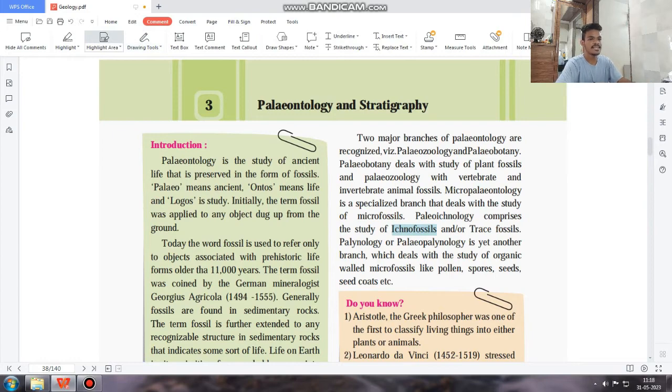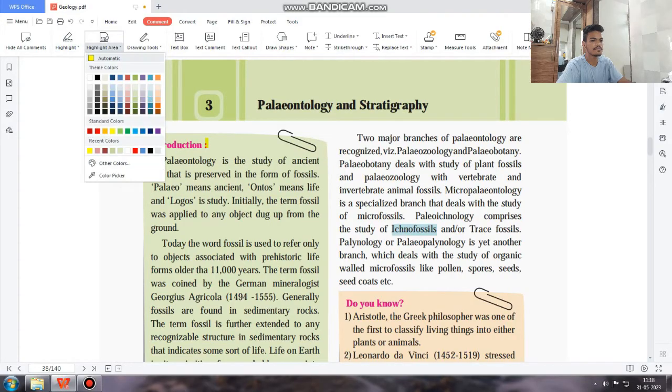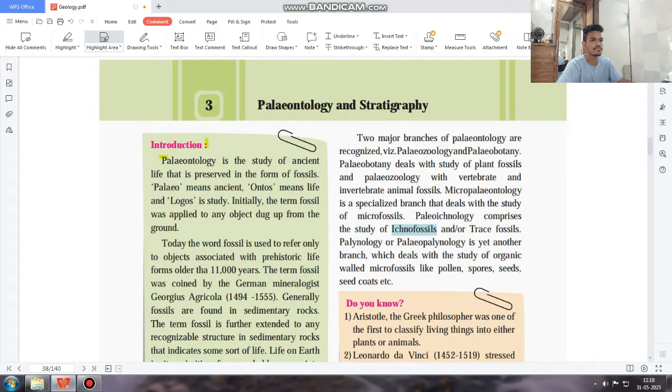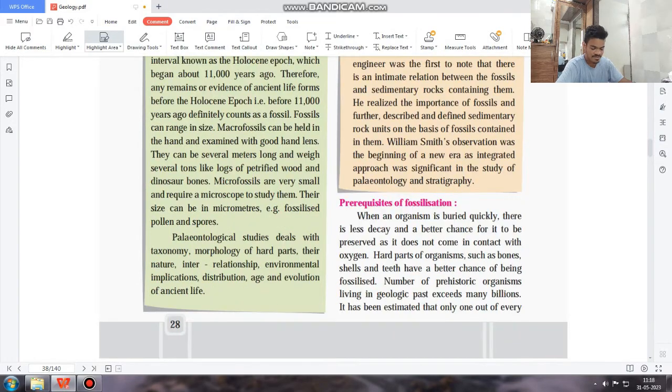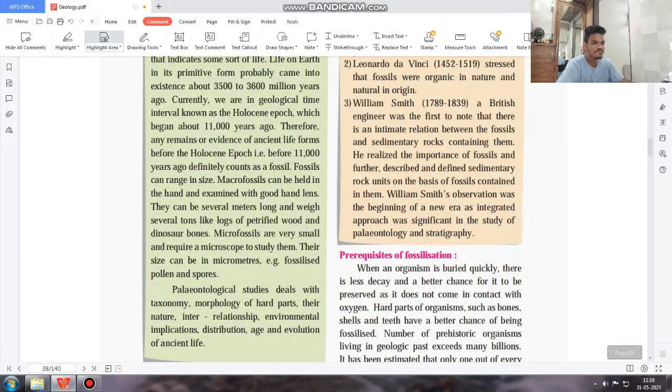So paleontology and stratigraphy, let's see what we can infer from this chapter. Paleontology is the study of ancient fossils. Paleo means ancient, ontos means life, and logos means study. This is just a basic thing. Everyone can read them on their own. Nothing much from this paragraph at least.